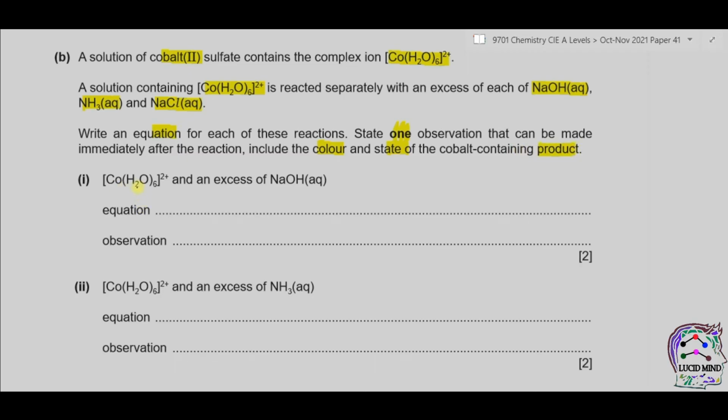For first one, we have [Co(H2O)6]2+ and excess of sodium hydroxide. Now ligand exchange will take place. As we have 6 water molecules in the complex, and we have hydroxide ions from OH negative. So 2 hydroxide ligands will replace 2 water molecules and the product will be like this. We have cobalt, 4 water molecules, 2 OH.